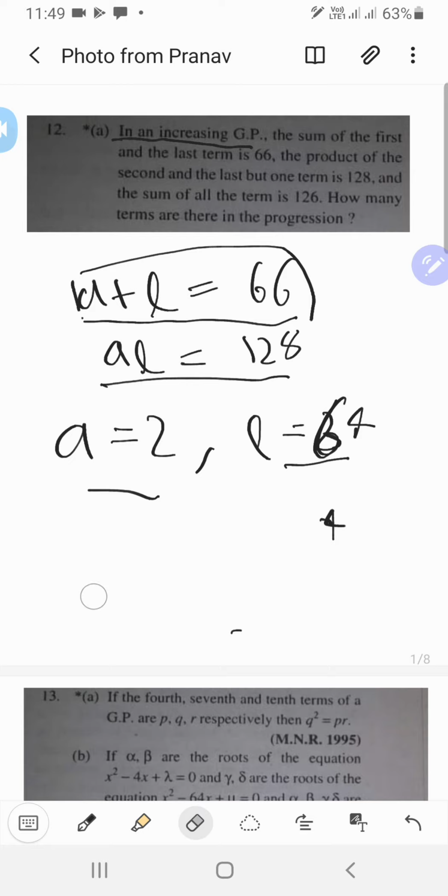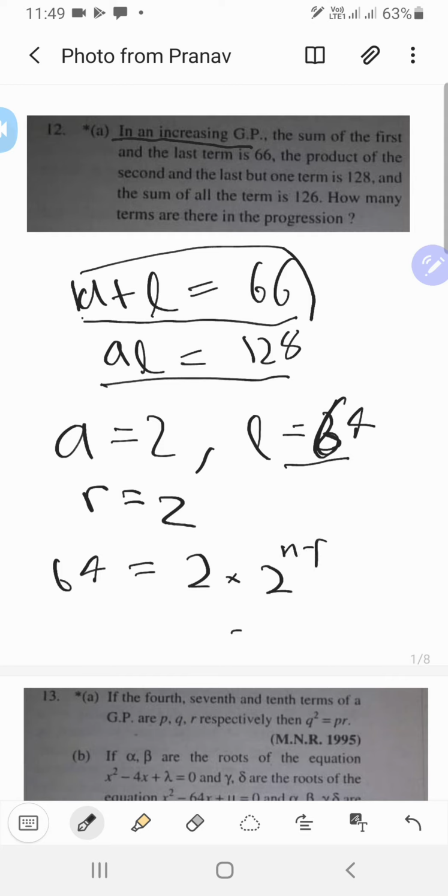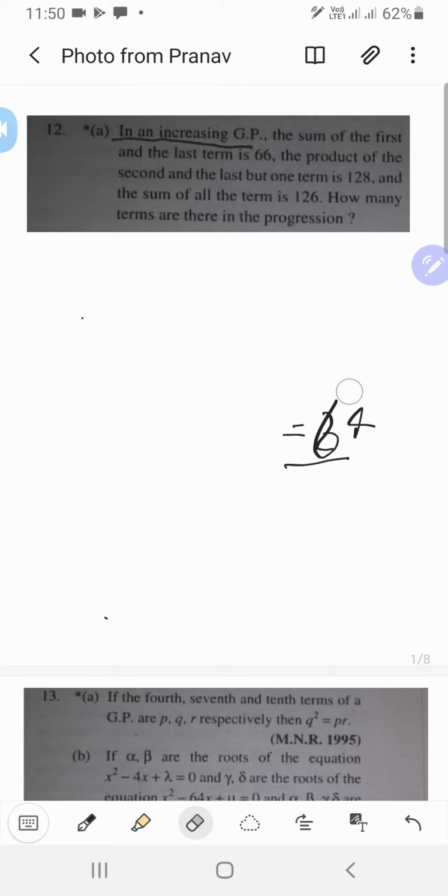Okay, what are you supposed to find? Yeah, how many terms are there in this progression? So the common ratio is 2. The first term is 2 and the last term is 64. So I will use the fact that 64 equals 2 times 2 to the n minus 1 power, where n is the number of terms. So obviously 64 is just 2 to the 6th power, and this is going to be 2 to the nth power, which means that n equals 6. So there are 6 terms in this GP. Okay, this was easy. I mean, not too bad.